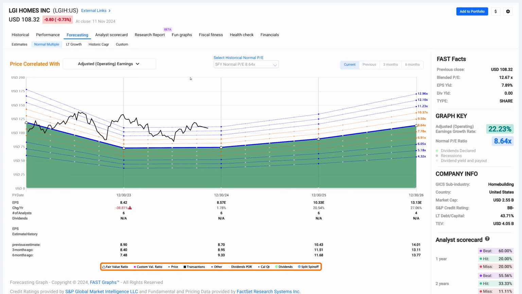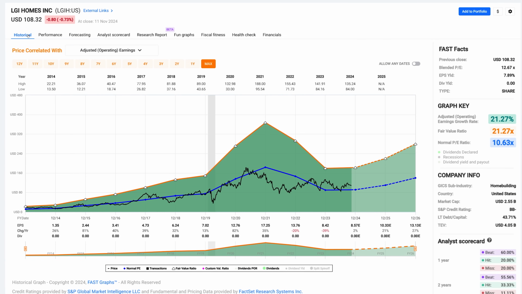So the next stock I've got here is LGI Homes, again, another home builder, and we see an almost identical picture here. We see a 10 multiple-ish being traded at. We see some real nice growth, but we see some cyclicality.